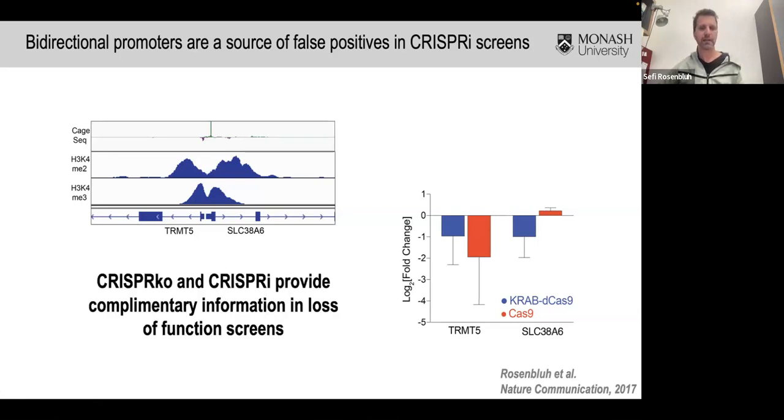The message that I want to say here is that with any method you use, you should always validate, and it's probably good to use multiple methods to look at your approach. We typically find that CRISPR knockouts give stronger signals. That's why we like to use CRISPR knockouts, but we like to validate things with multiple different methods.